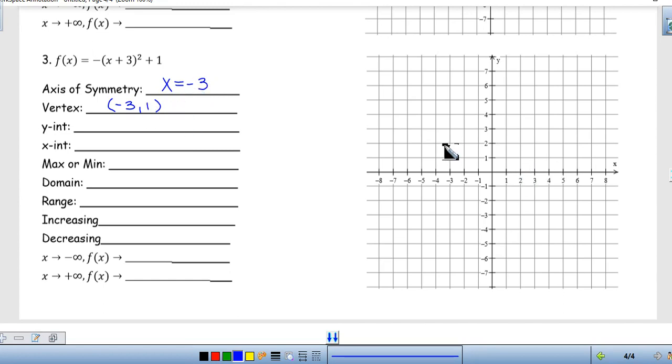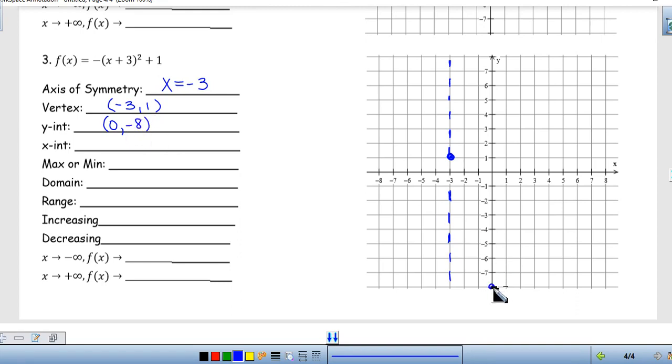Let's go ahead and put these two things on our graph. Now I already know that this graph is going to open downward because there is a -a term. My y-intercept will be below my vertex. To find my y-intercept, I can put a 0 in where the x is. When I do that, 0 plus 3 is 3. I'll square that and get 9. Then I put my negative on there, -9, and then I add 1. So I get -8.